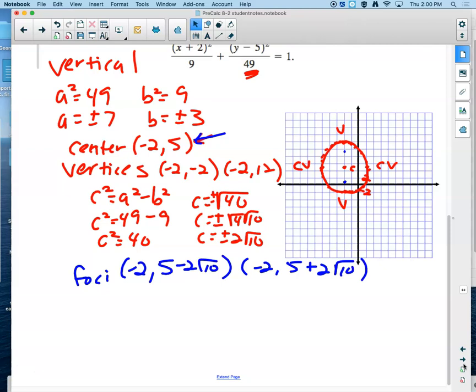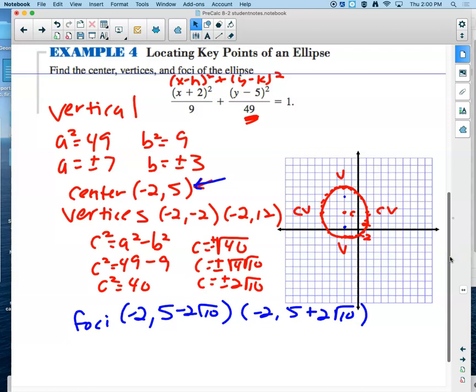So now we check and see if we've done everything. Find the center: we have that listed at negative 2, 5. Find the vertices: negative 2, 12, and negative 2, negative 2. And then our foci at negative 2, 5 minus 2 square roots of 10, and negative 2, 5 plus 2 square roots of 10. And again, it's all graphed, even though they didn't ask us to do that, just so we can get a little extra practice with that.